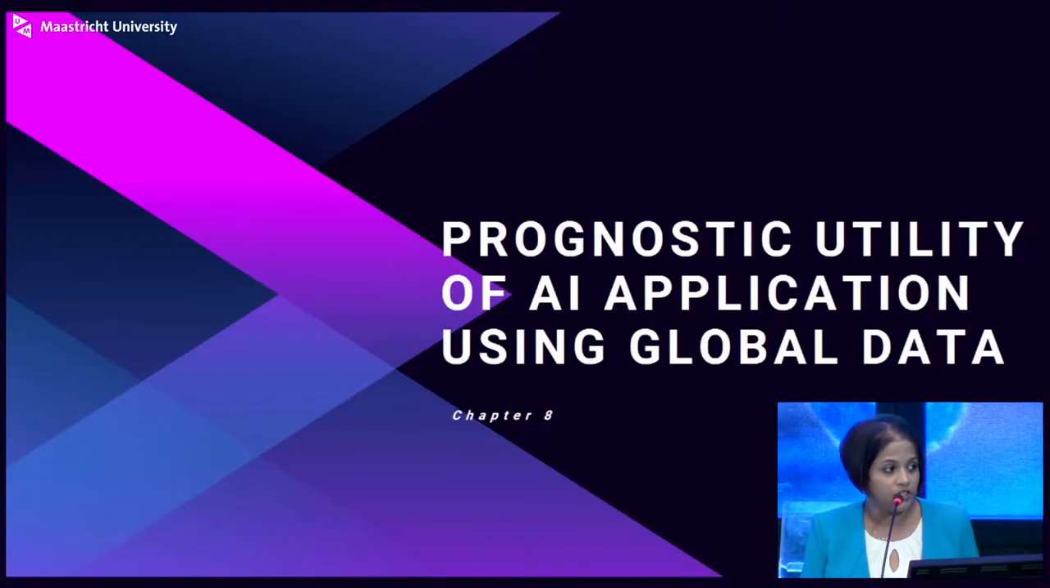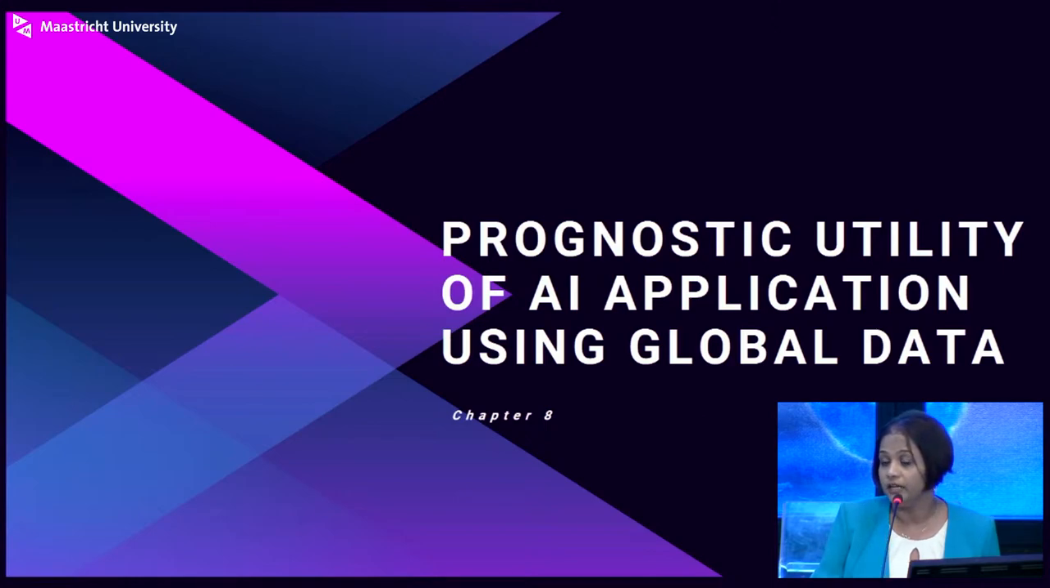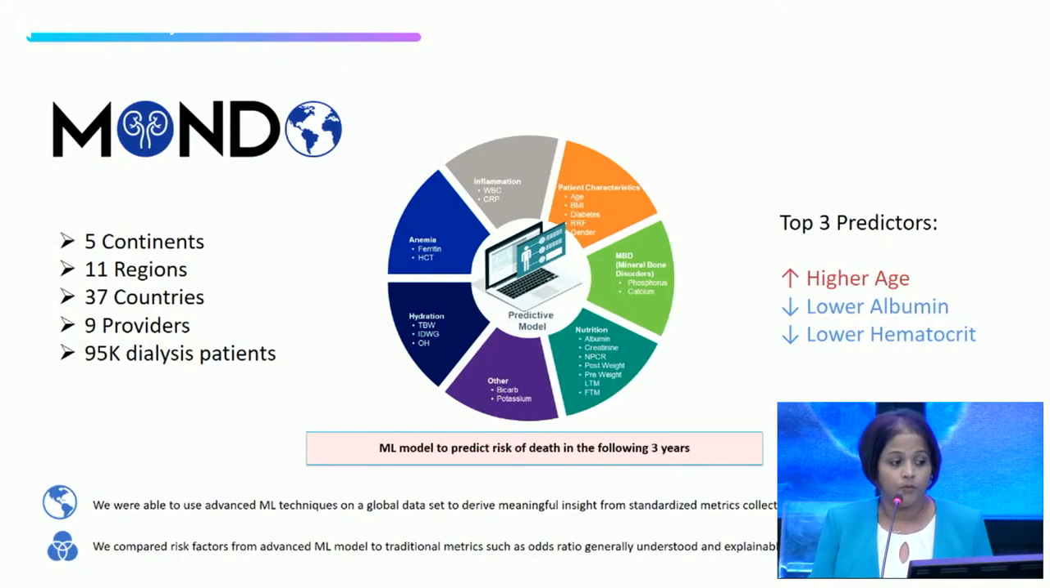So all the applications you've seen use data from North American dialysis patients. In this last example, we will look at an application that was developed using a large global database of geographically distributed hemodialysis patients. Monitoring dialysis outcome, or the Mondo database, has data from 5 different continents, 11 regions, 37 countries, 9 providers, and this particular study had used data from 95,000 dialysis patients spread across the globe.